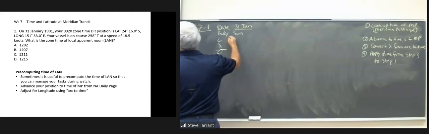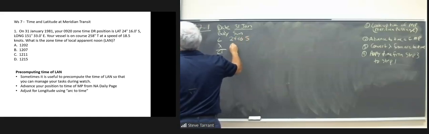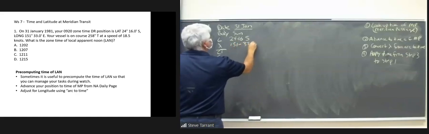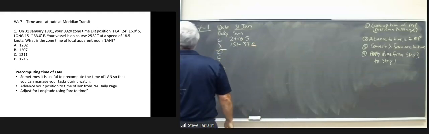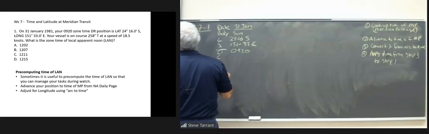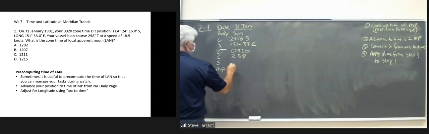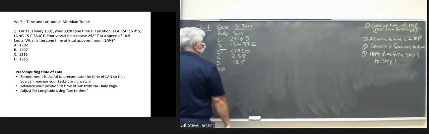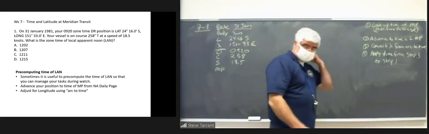My approximate latitude at 9:20 is 24°16 south. My longitude is 151°33 east. Okay, east, so we're going to have some fun with that one. Okay. My zone time is 0920. My course is 258. My speed is 18.5. Okay? All right. Cool.